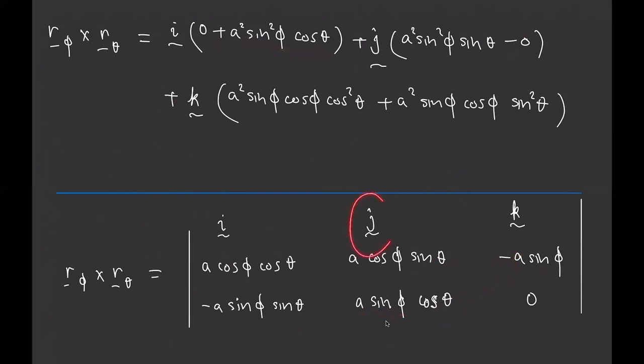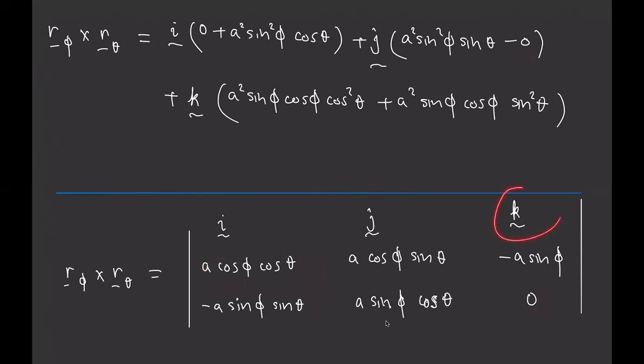Fine. Let's look at the j component. In the j component, what I need to do is take that times that, two negative signs. So that gives me a squared sine squared phi sine theta. Right. So that times that minus this times this, but I got a 0. So I just get a 0 over there.